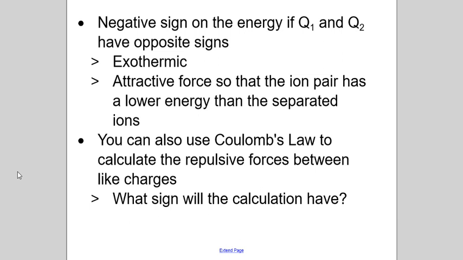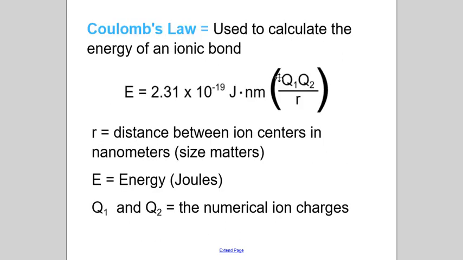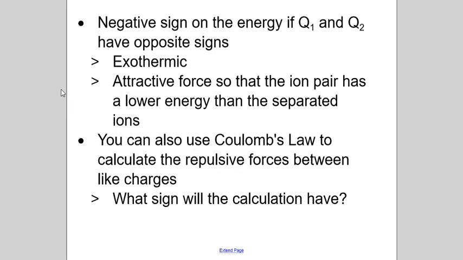So negative signs on energy if Q1 and Q2 have opposite signs. So going back here, if Q1 is positive and Q2 is negative, this thing should be negative because there should be an attraction. So there should be energy involved in that, and so there should be a negative value here. So it should be exothermic, and then attractive forces so that the ion pairs have a lower energy than the separated ions. Basically says these ions want to be close to each other, they want to attract each other, so they're going to release energy when they hit that lower potential point.